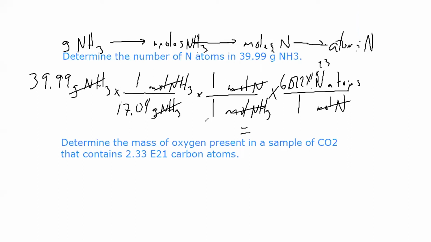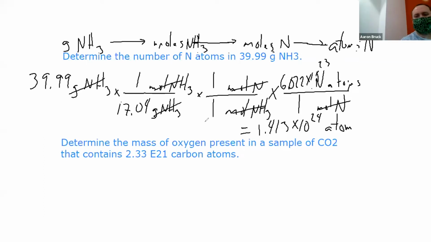To 4 significant figures, 39.99 multiplied by Avogadro's number divided by 17.04, 1.413 times 10 to the 24 atoms of nitrogen.